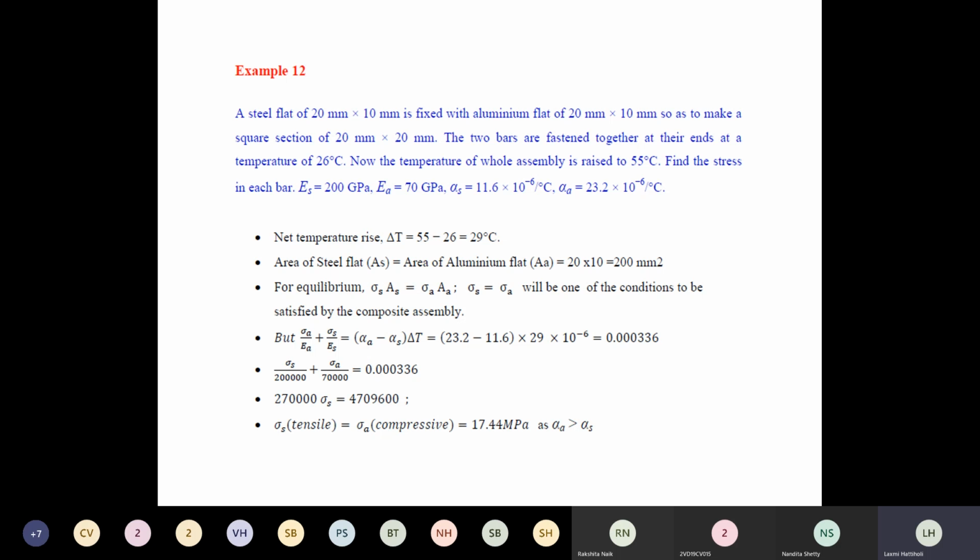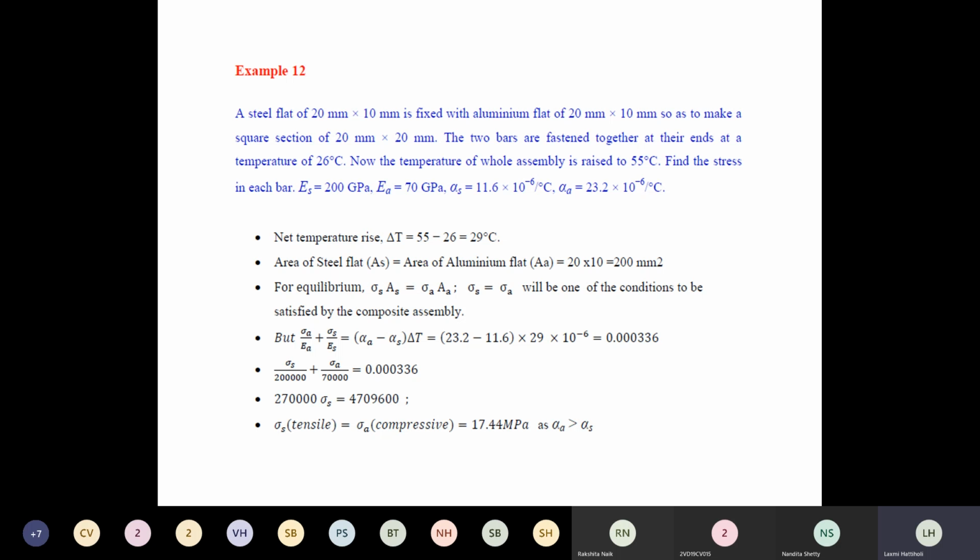You can observe it is given as 20 mm by 10 mm, so a rectangular dimension has been given here. You should understand that this is a rectangle. If a diameter was given, then you should understand that it is a circular section. Now in this case it is a rectangular section. This is basically a longitudinal section, and the two together make a square section. The cross section is actually square, 20 mm by 20 mm.